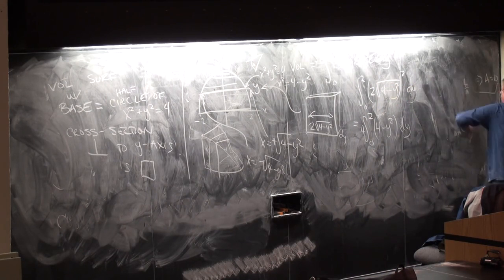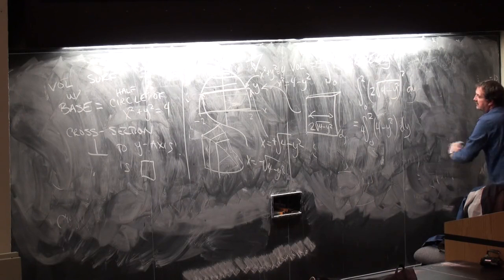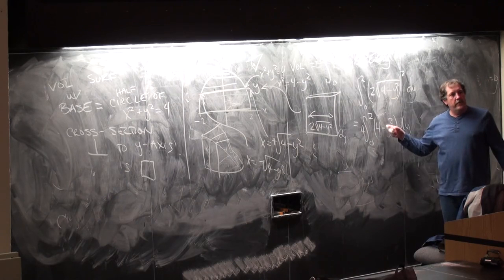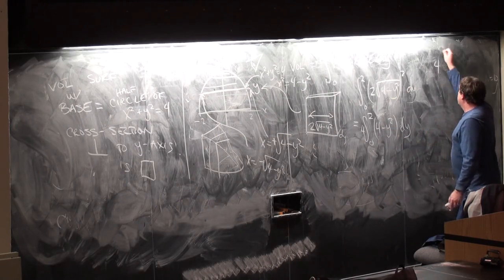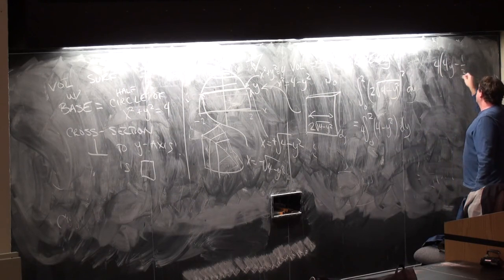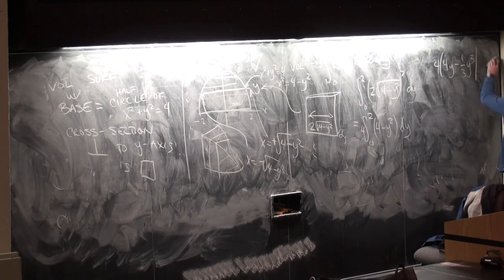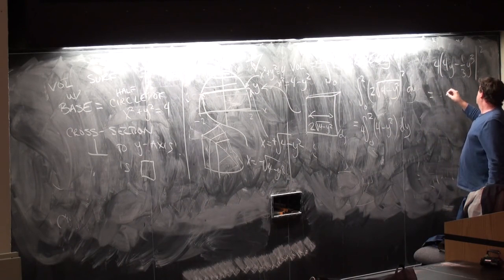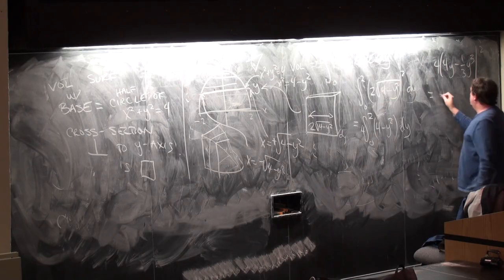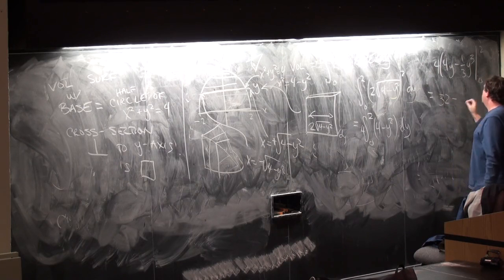And so that is 4y minus 1/3 y cubed, evaluated from 0 to 2. So this is 32 minus 4 thirds of 8. Something's wrong here. Well, 32 minus 32 over 3, which is 64 over 3.